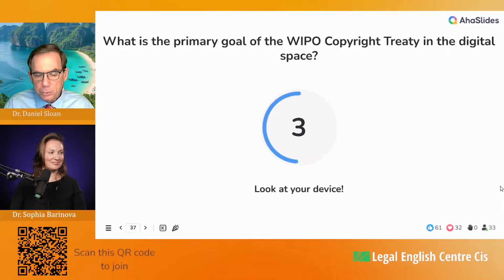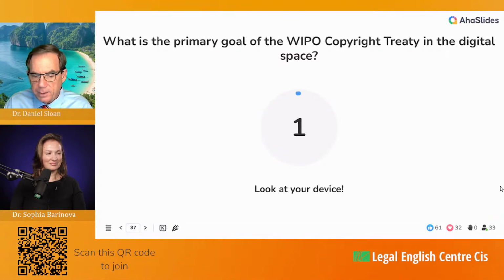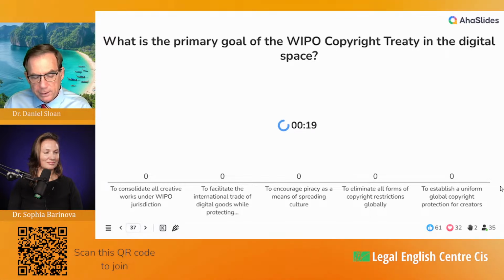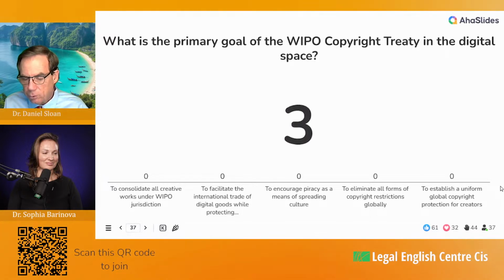What is the primary goal of the WIPO Copyright Treaty in the digital space? Is it to consolidate all creative works under WIPO jurisdiction? Is it to facilitate the international trade of digital goods while protecting the property rights, IP rights? To encourage piracy as a means of spreading culture? Or to eliminate all forms of copyright restrictions globally? And lastly, to establish a uniform global copyright protection for creators?